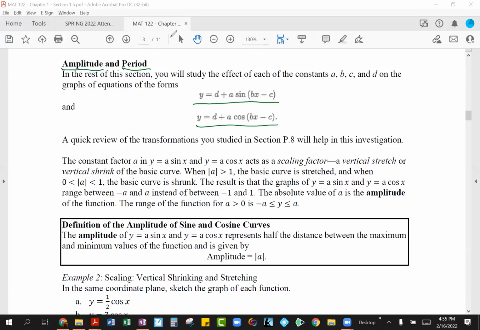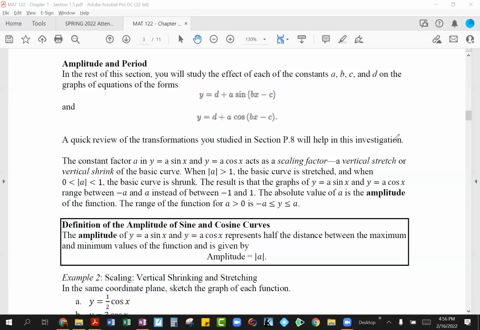Basically we are looking at the effects of these constants A, B, C, and D on the graphs of your equation. How is that going to change each one of your equations as you multiply by this value A, which is in front of your sine or cosine function? And this will also translate for the other remaining trig functions. What if you multiply B in front of your variable x? What if you add or subtract this value of C? What if we add or subtract this value of D? How is that going to transform our functions? And they're telling you again, if you want a quick review, go to section P.8 for a review on transformations.